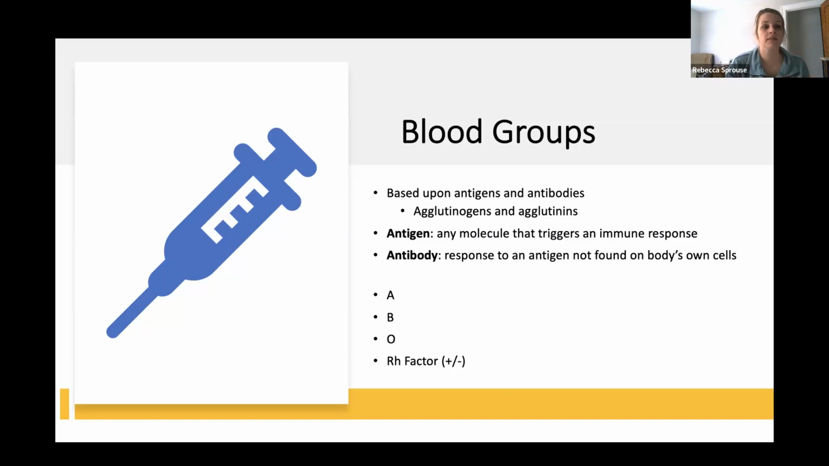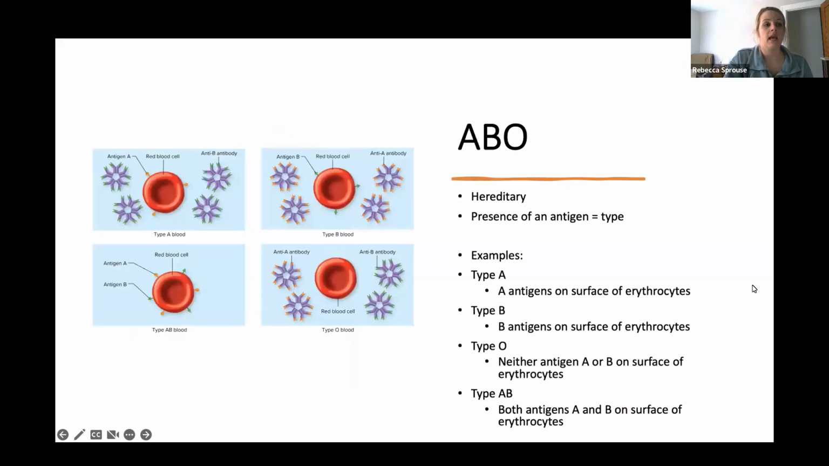Now, when we talk about blood groups, we call antigens agglutinogens, and we call antibodies agglutinins. So don't get confused with those terms. They are cross-listable in terms of blood groups. The different blood groups are A, B, and O, and then there's this Rh factor that we're going to get into a little bit later, but ABO is going to be the major blood group designation. ABO is hereditary. So if your mom and dad have a certain type of blood, they're going to pass those alleles on to you, and your blood type is determined from genetics.